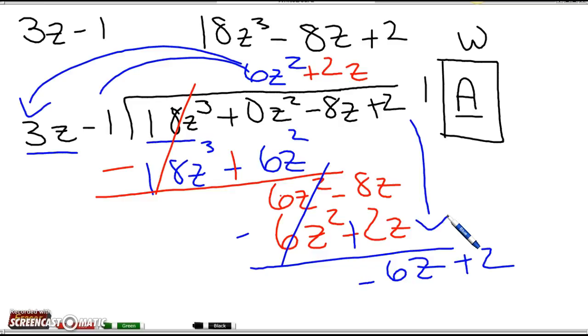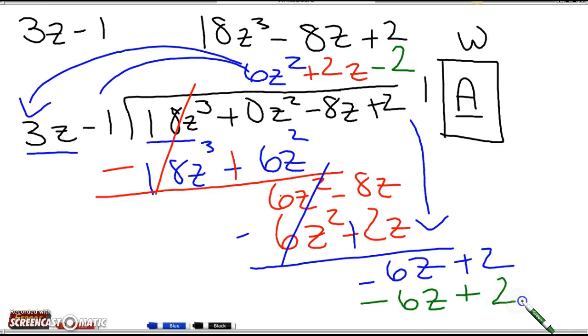And now the last one, I'm going to multiply by negative 2. So negative 6z and plus 2. And I can already see that I'm going to get 0 if I change my signs. Everything crosses out, so there's no remainder.